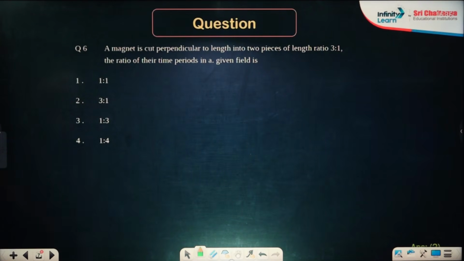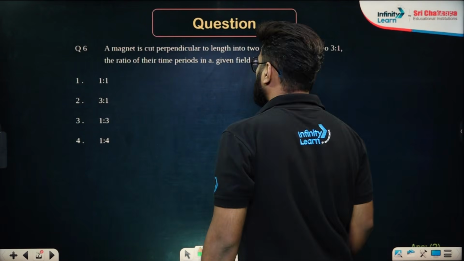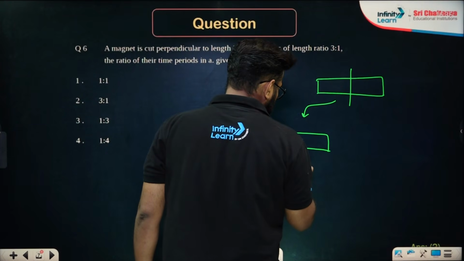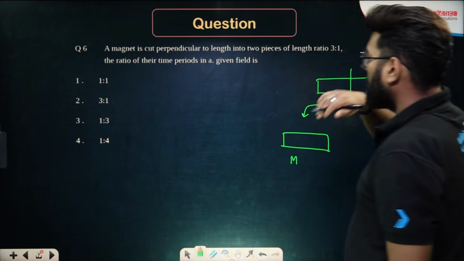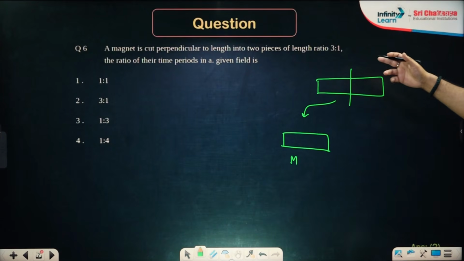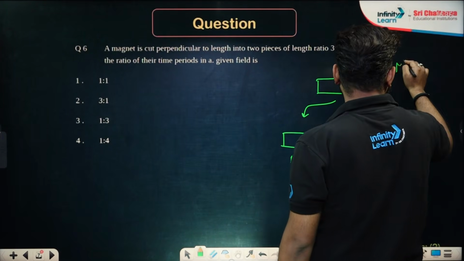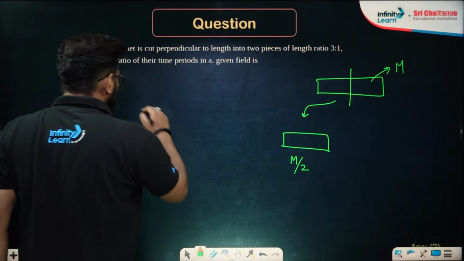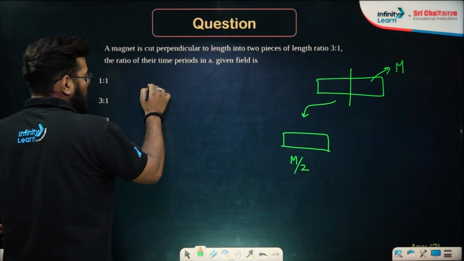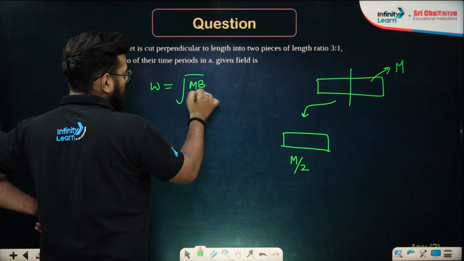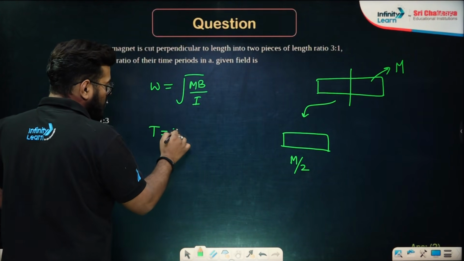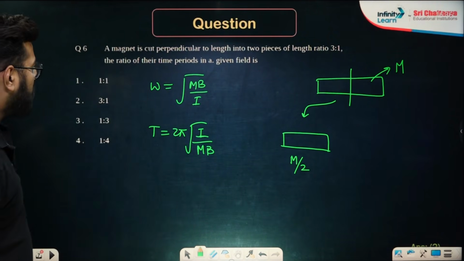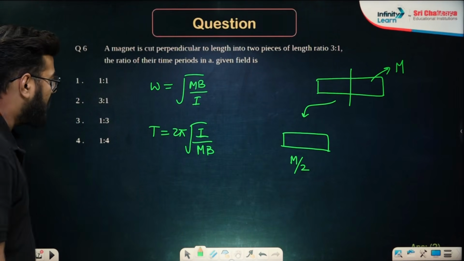A magnet is cut perpendicular to length into two pieces of length ratio 3:1. If a magnet is cut into two pieces, basically the net magnetic moment turns out to be the magnetic moment by 2. The question asks for the ratio of the time periods in a given electric field line. So here the magnetic moment is M, here the magnetic moment will be M/2 because the length has reduced to half. Now what about the time period? The angular frequency ω is the square root of MB/I, so the time period is 2π√(I/MB). As you can see, the magnetic moment has become half.